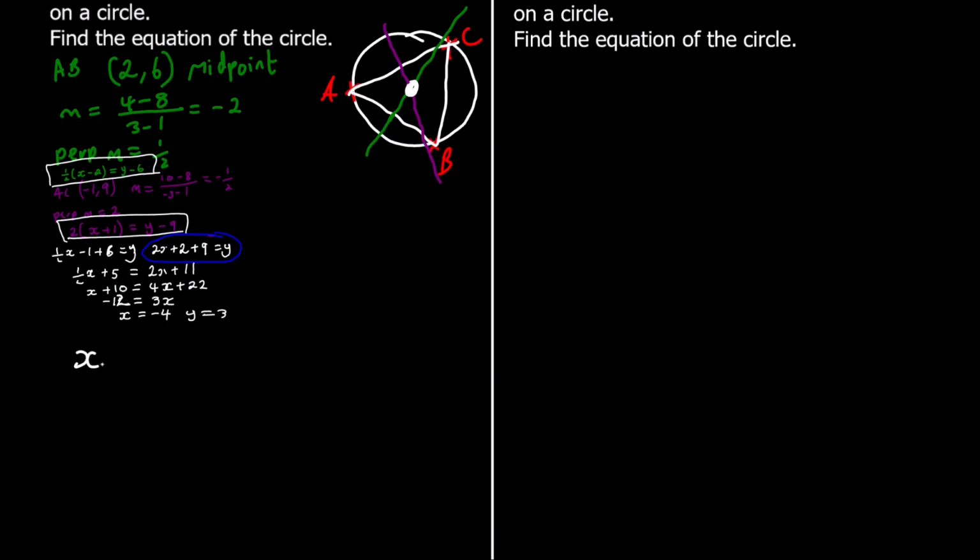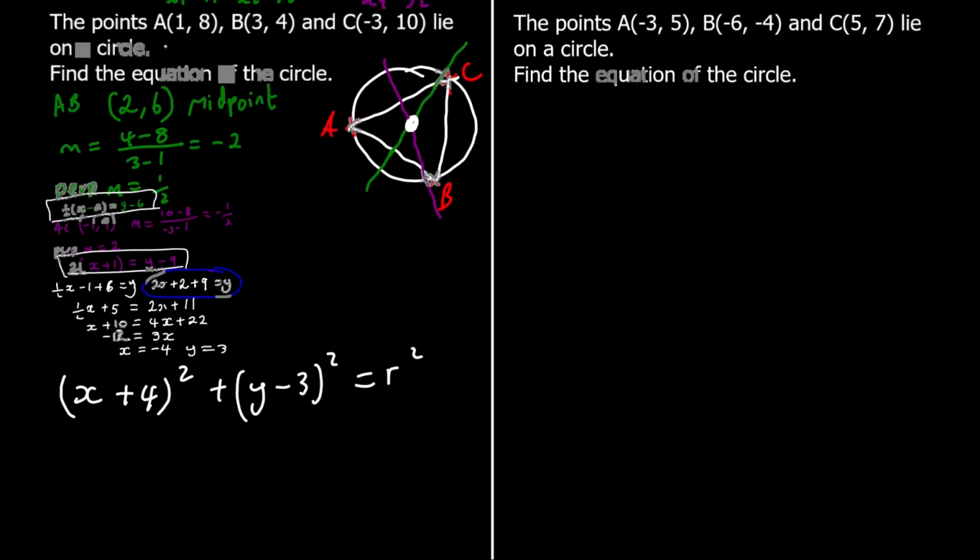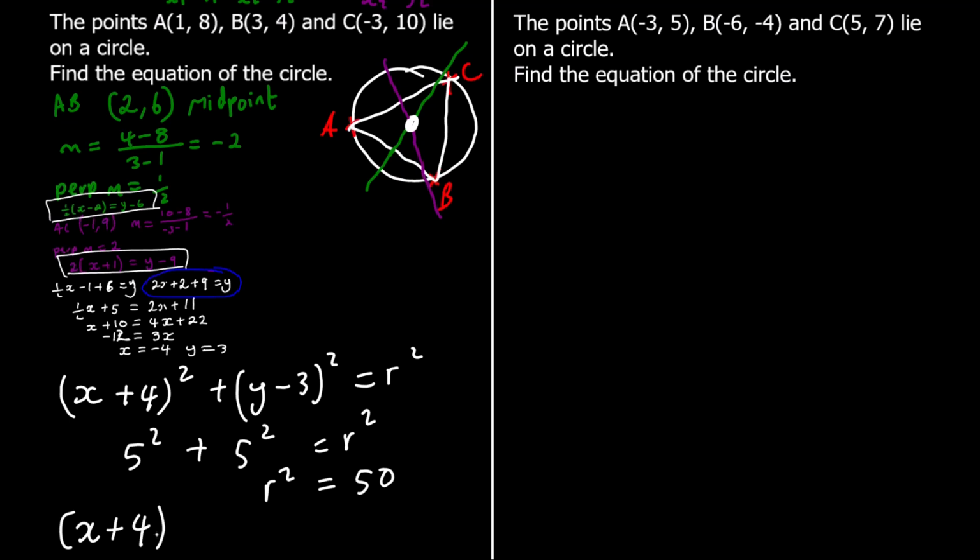So we have x plus 4 squared plus y minus 3 squared equals the radius squared. And then any point on the circle we can use. So let's use 1, 8. So 1 plus 4 squared plus 8 take away 3 squared is the radius squared. 2 25s are 50. So we've got x plus 4 squared plus y minus 3 squared equals 50.